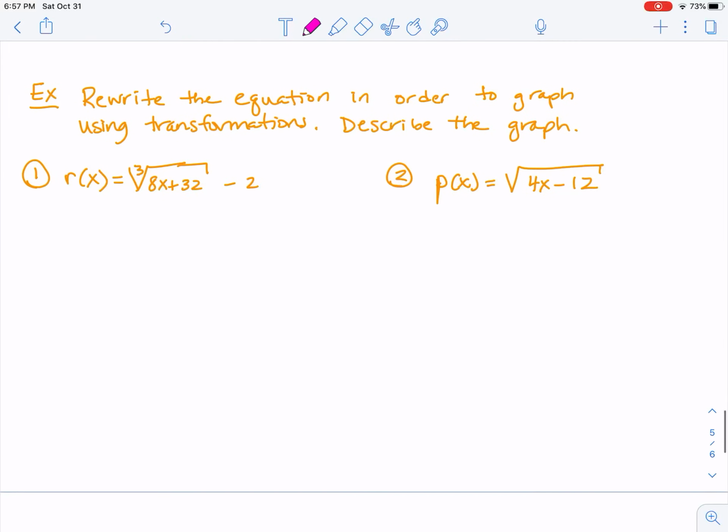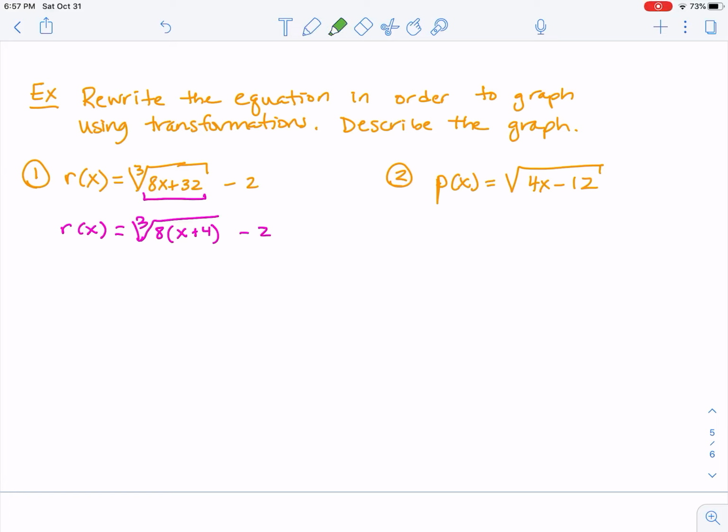Now I want you to be able to take any equation and be able to rewrite it in order to find the transformations. So what you typically need to do is take a look inside here, that 8x plus 32. Now, can I factor that? That's the question. Well, let's see. R of x equals cubed root of 8x plus 32, what do they have in common? They've got an 8 in common. That becomes x plus 4.